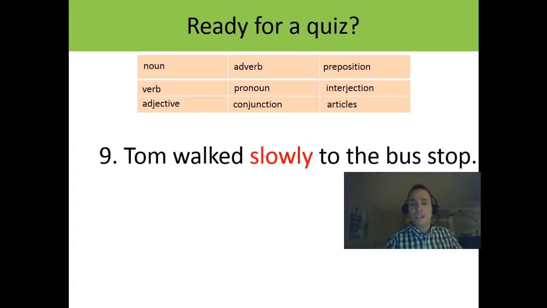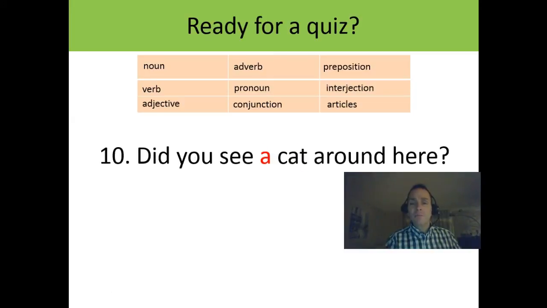And number 9, Tom walked slowly to the bus stop. Slowly is a word that's describing or giving information about a verb, so we would call that an adverb. Okay. Number 10, did you see a cat around here? Now that word a is a word that's kind of introducing a noun, so we would call that an article. In this case, it would be an indefinite article.